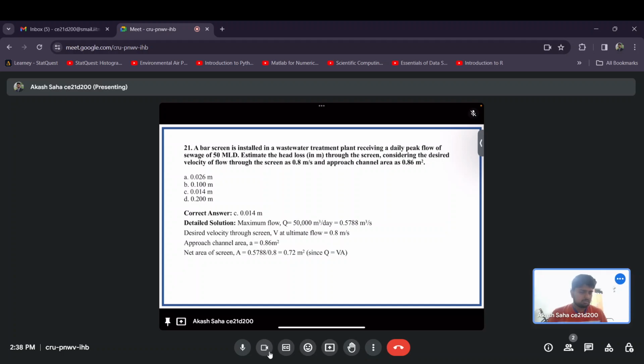Now we will just do a mass balance to find out the velocity of the approach channel. So the small v will be equal to capital V into the net area divided by the approach channel area, that is 0.8 into 0.72 divided by 0.86, which is equal to 0.67. Like this we can find the small v and then directly substitute into our equation, that is 1 by 2g, which is equal to 0.0729, into capital V square minus small v square. If you input all the values, we will get 0.014 meter.